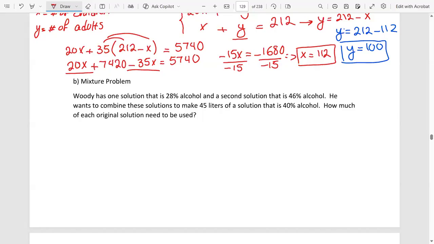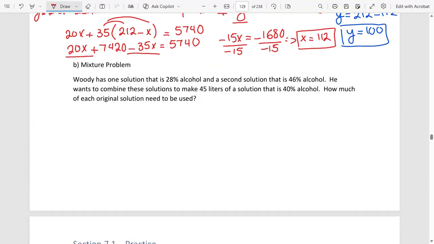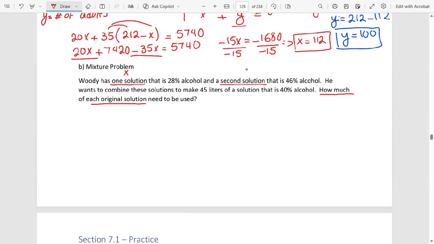And the last problem, which is a mixture problem, says Woody has one solution that is 28% alcohol and a second solution that is 46% alcohol. He wants to combine these solutions to make 45 liters of a solution that is 40% alcohol. How much of each original solution needs to be used? Okay, the last sentence tells me how many variables I need. How much of each solution? So how many solutions do we have? Two solutions. So the first solution is my x and the second solution is my y.